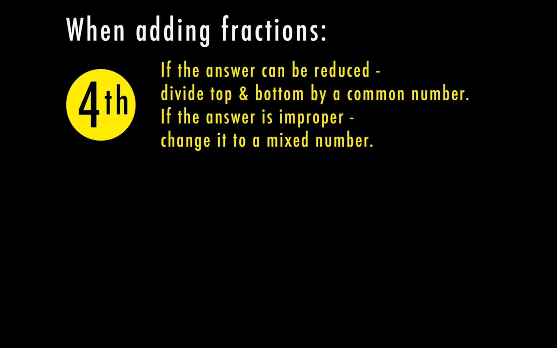There's still one more thing we have to talk about, because whether we have unlike or like denominators, sometimes our answer might be big and we can reduce it, which means we can divide the top and the bottom by a common number. The answer can also be an improper fraction, which means we would have to change it to a mixed number because we don't want the top number in our fraction to be bigger than the denominator. So let's go ahead and look at a way that we can do this.